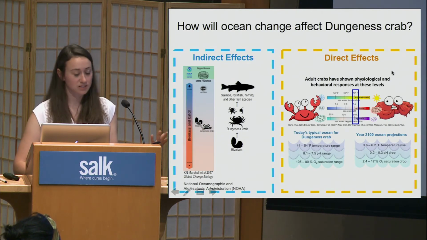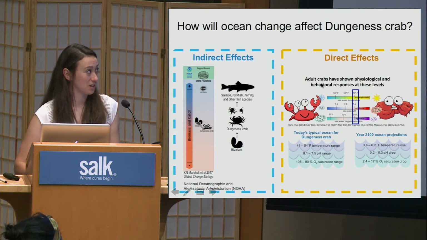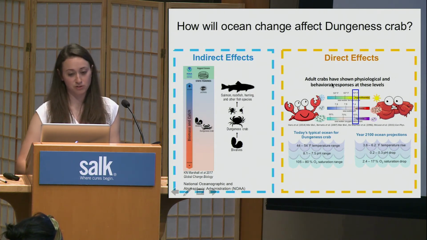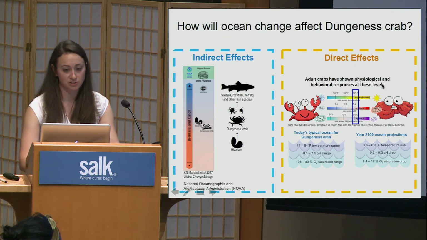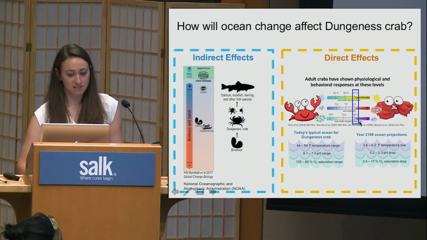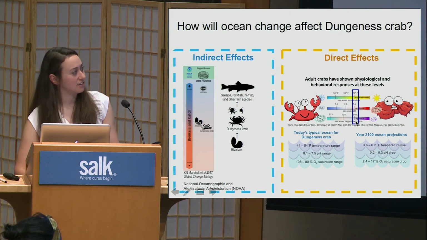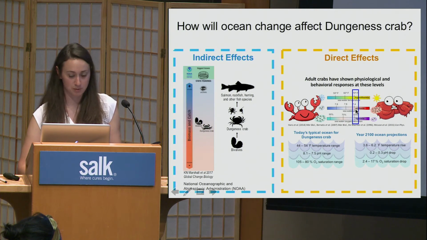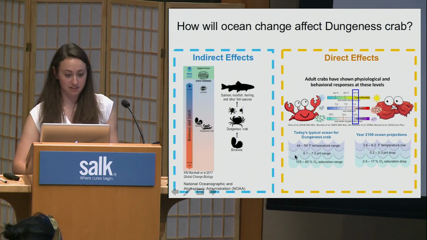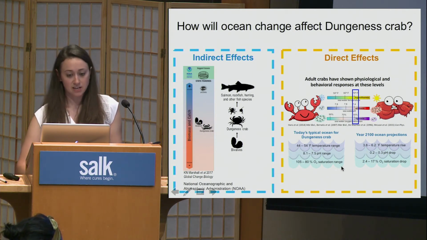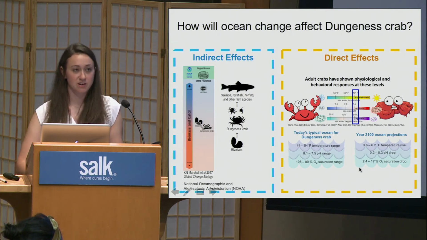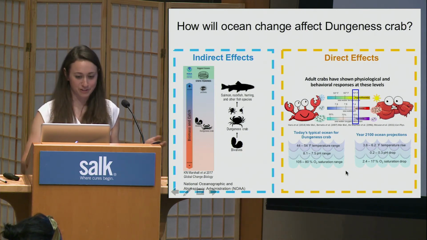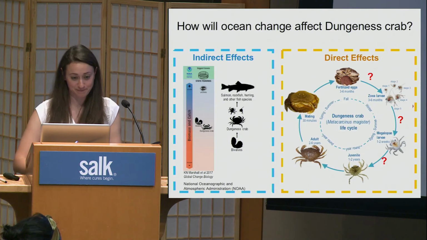But there are also direct effects that we think might happen to Dungeness crab. Adult crabs have shown physiological and behavioral responses at these temperature, pH, and oxygen levels, and these are kind of extreme conditions that people have tested in the lab so far. And for reference, here are today's current ocean conditions, and this is what's predicted for the year 2100. So that's why it's important that we understand how crabs might respond, so that we can prepare our fisheries and everything for the future.